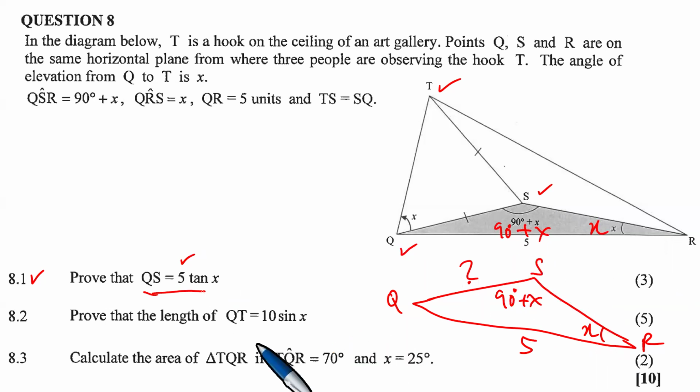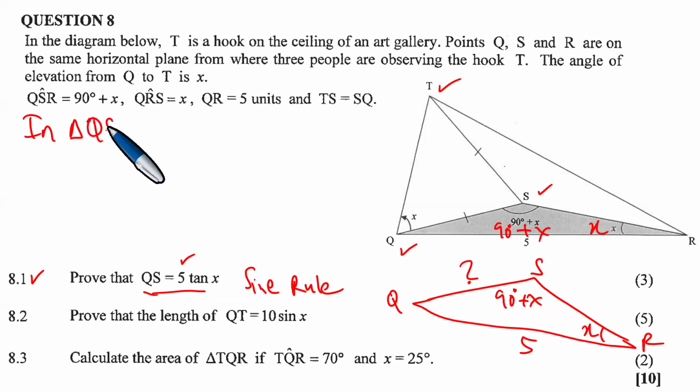This answer has no square roots. If the answer has square roots, we use the cosine rule. But if the answer has no square roots, we use the sine rule. So the examiner must have used the sine rule here. We're going to work in the shaded triangle, triangle QSR.